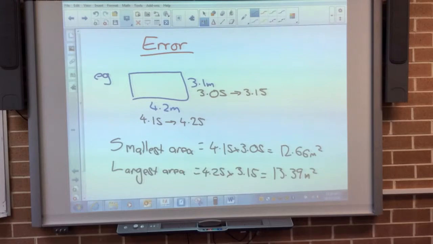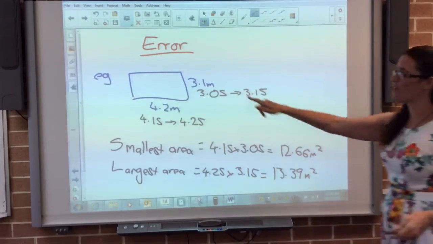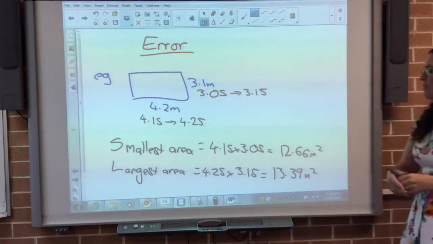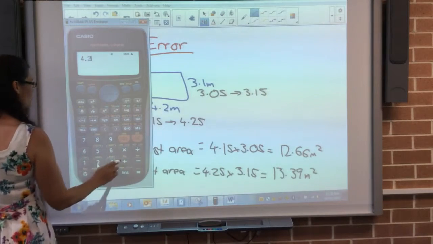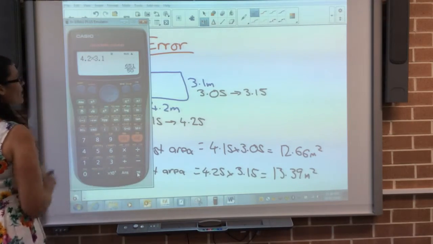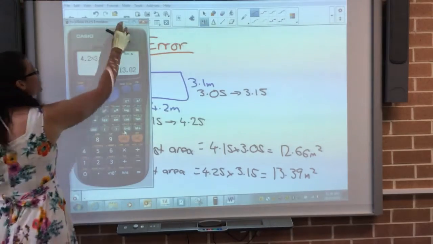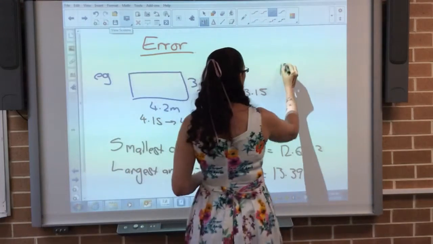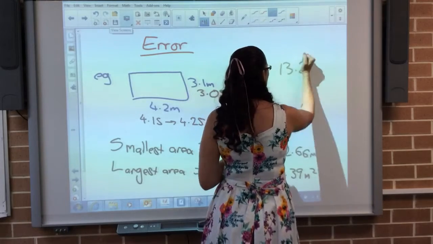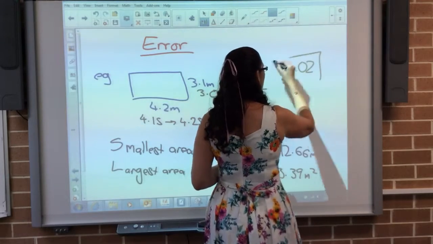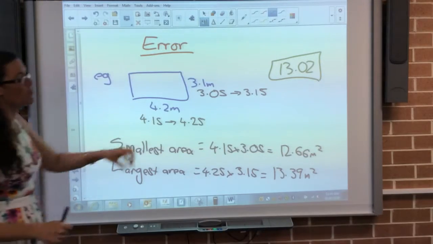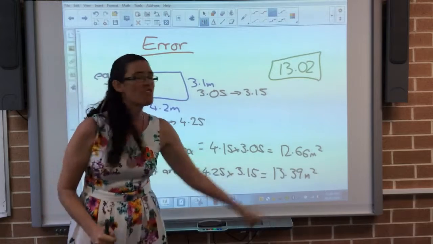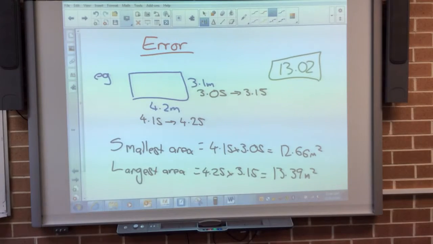Is everyone happy with that? Yep. And so we know, even though if we multiply these, 4.2 times 3.1, we get our measured area as 13.02, we actually know that it lies anywhere between 12.66 and 13.39.